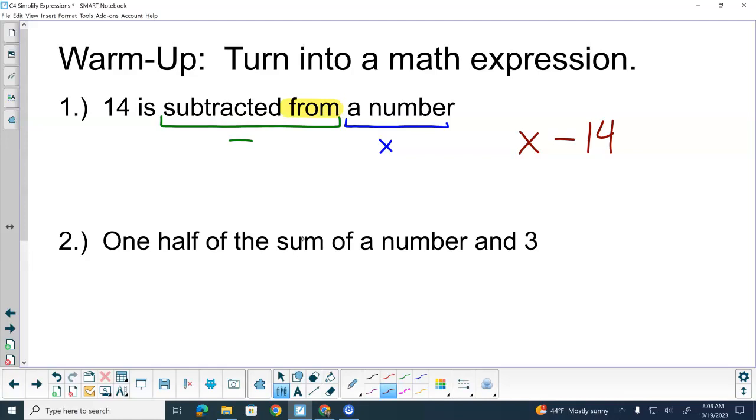Okay? Operation or operations in number 2. We got an addition of what? Right, so this is going to be addition. What are we going to call a number? X again. Okay, so we are adding the sum of X and 3. How do I say that? X plus 3. Okay, so that's that part.